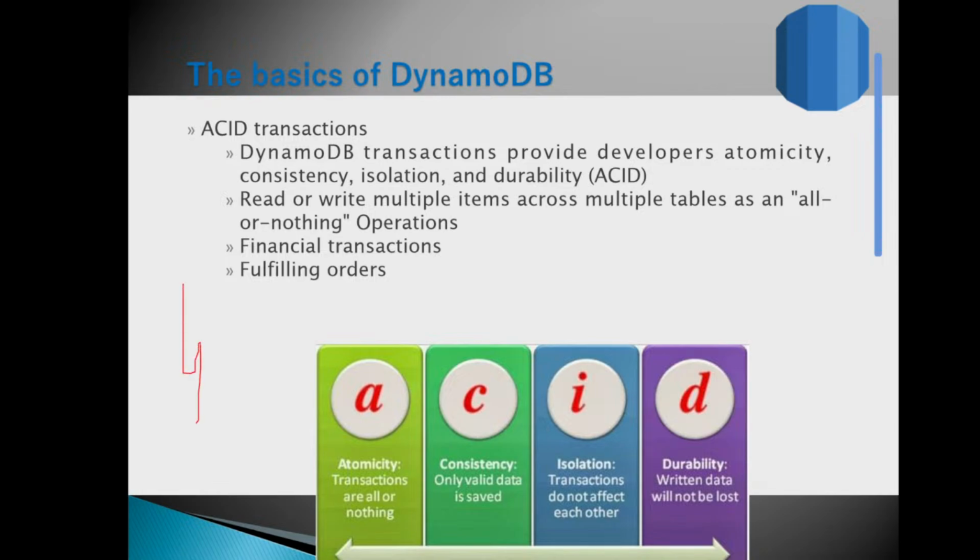If any one table fails to update, then all the other 3 tables will be rolled back. I can give one example on this, how this ACID transaction works.